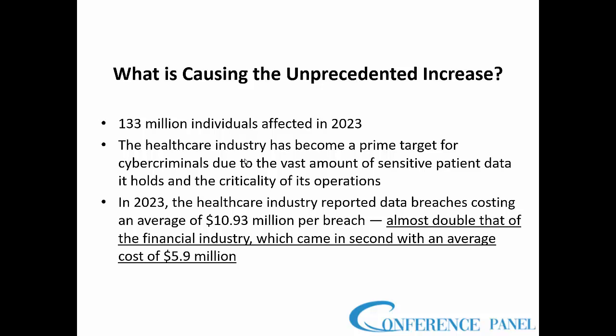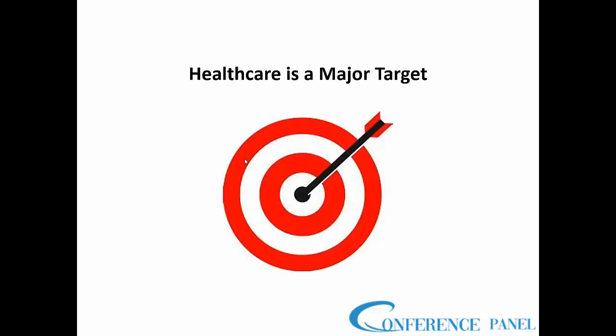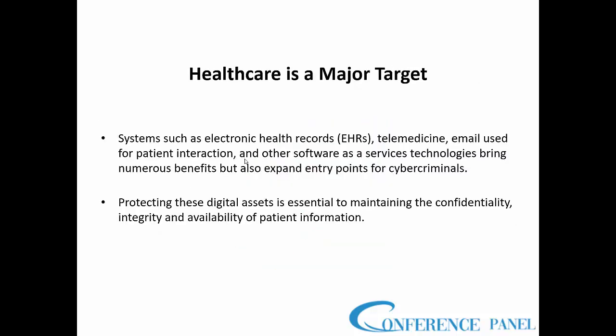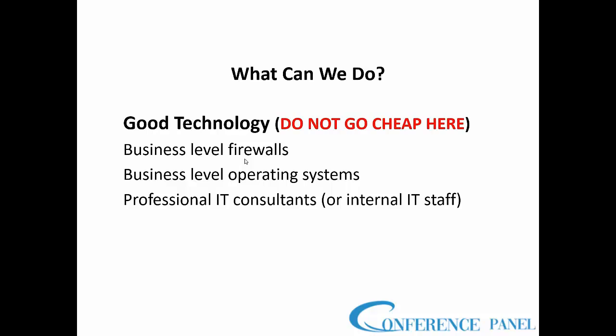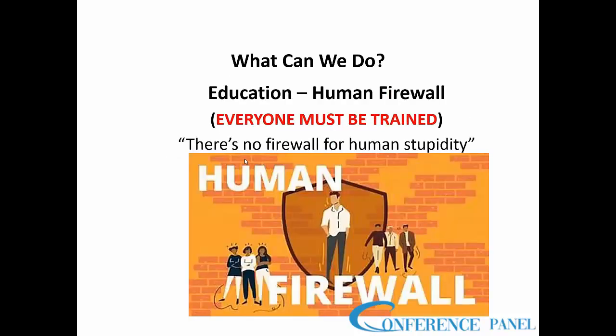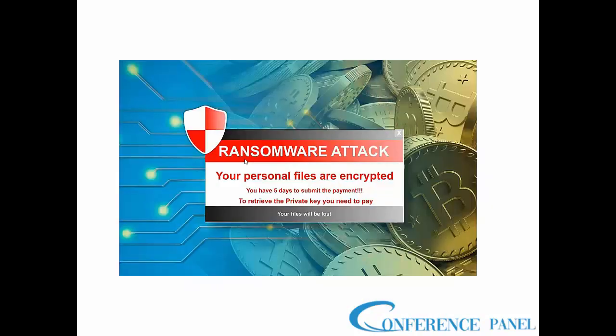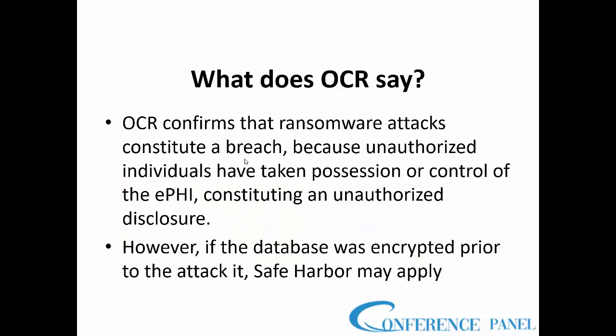Cyber threats are at an all-time high. I've got to talk about them. Just in 2023, 133 million individuals were affected. There were even more in 2024, as healthcare is a giant target. Email is the Trojan horse, though. It's a little bit like World War III going on in cyberspace. Don't go cheap on the technology, obviously, and educate the staff. Now, ransomware. This is the number one way data is breached. A ransomware attack, if it attaches to unencrypted PHI, again, is a breach.